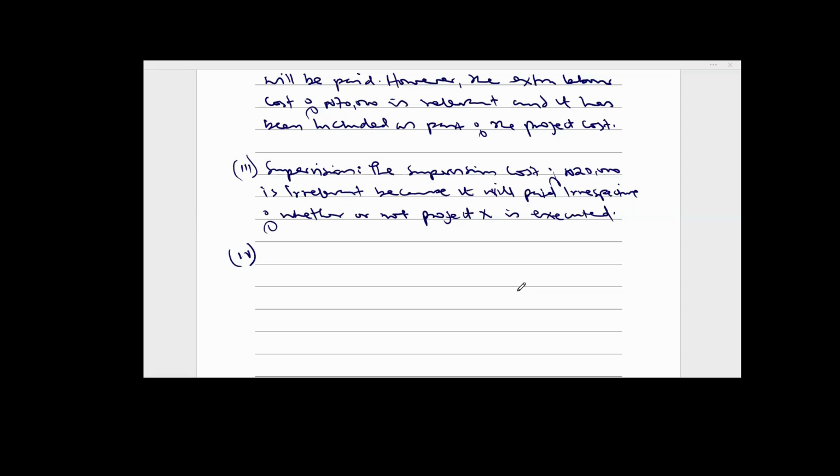Okay, sir. If I may understand this statement, overheads have been charged to the project. Since it's a cost that has already been charged, it is a sunk cost, so it's irrelevant to me. Okay, it is not relevant. Okay, it is true that the overhead cost is irrelevant.